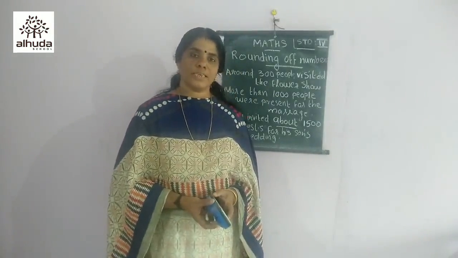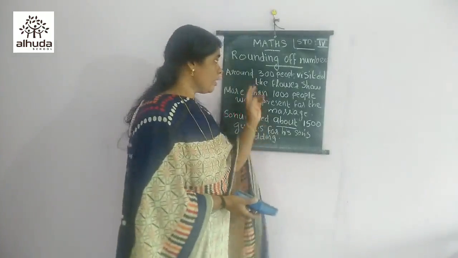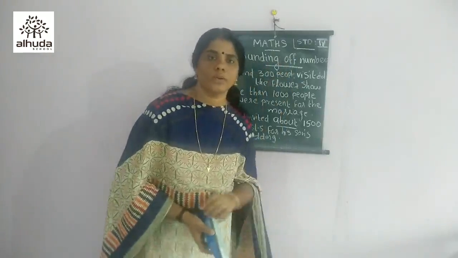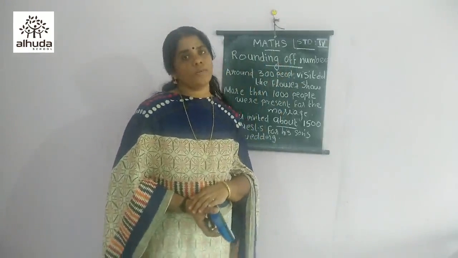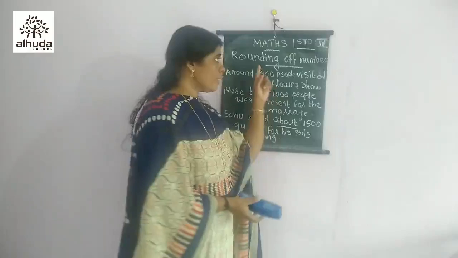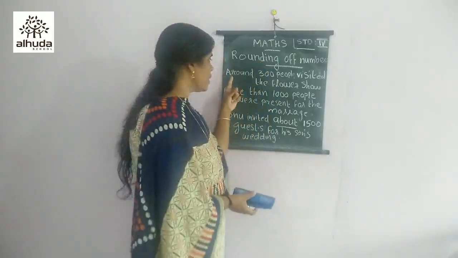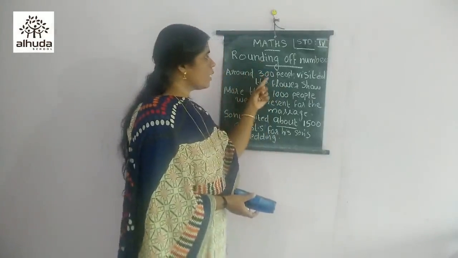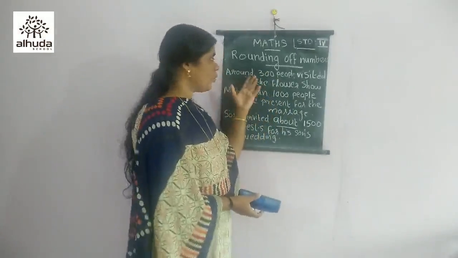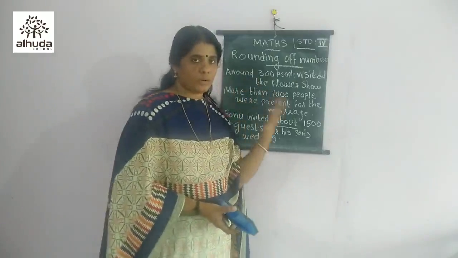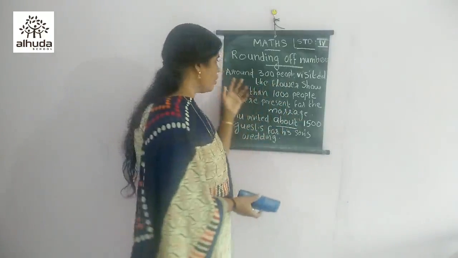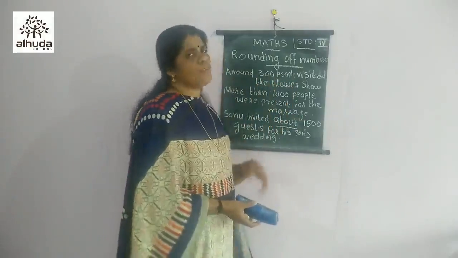Welcome to today's session. Today we are going to learn about rounding of numbers. What is rounding of numbers? For example, around 300 people visited the flower show. We don't know the exact number of people who visited there. Around 300 people visited.